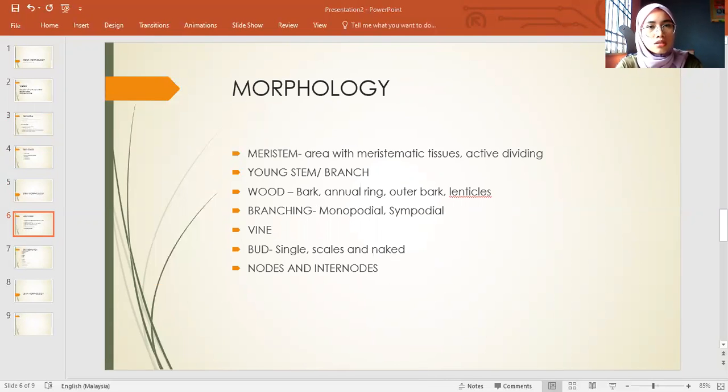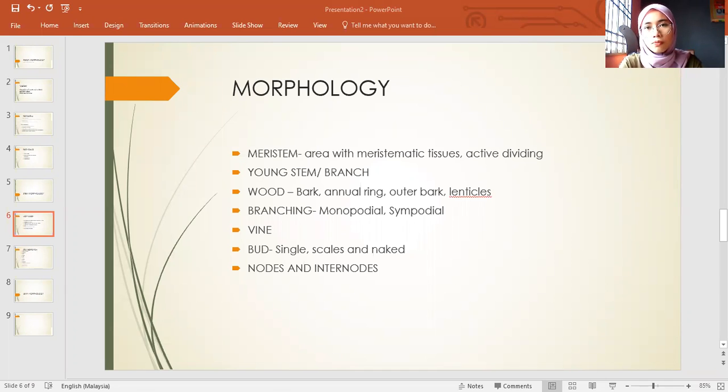I'd like to show this to you guys too. This is bark. This is inner ring. For the outer layer of the bark, we have four types: the first one is smooth, the second is cracked, the third is peel, and the last is scales. This is lenticels, the pores in the bark.